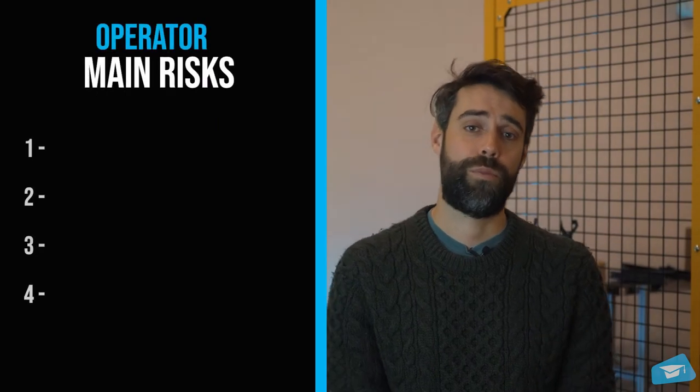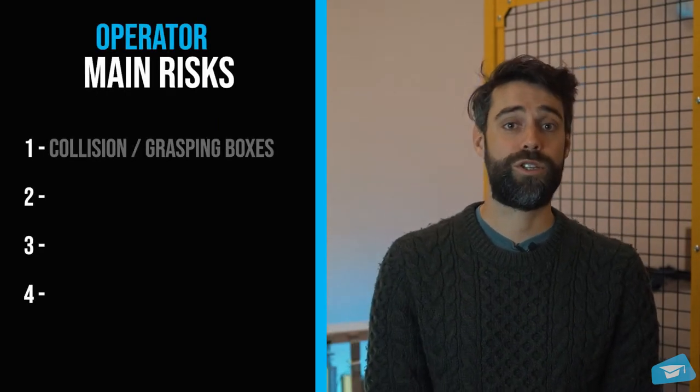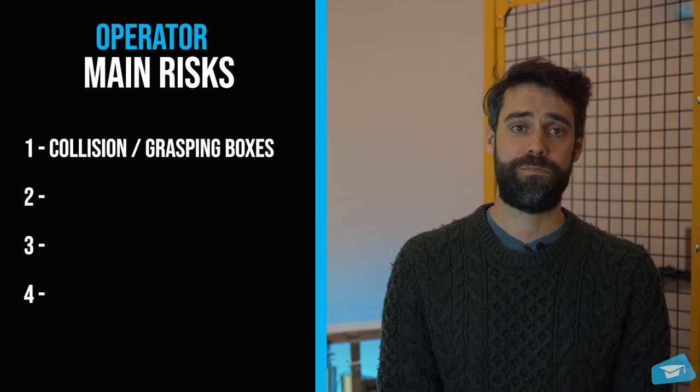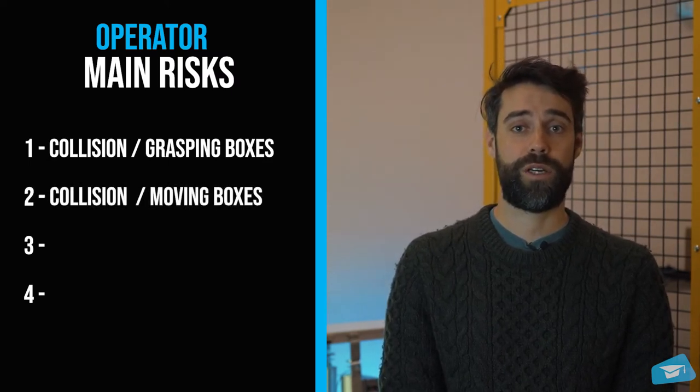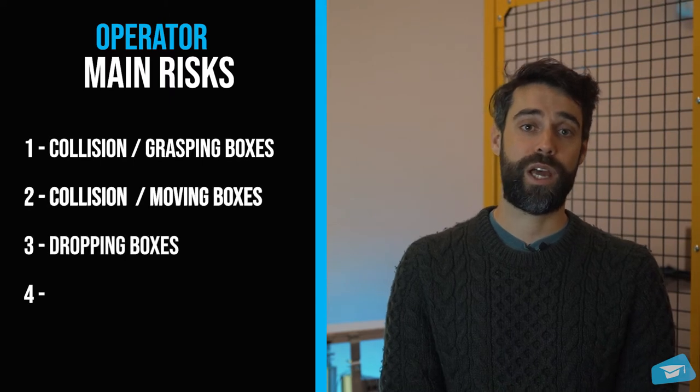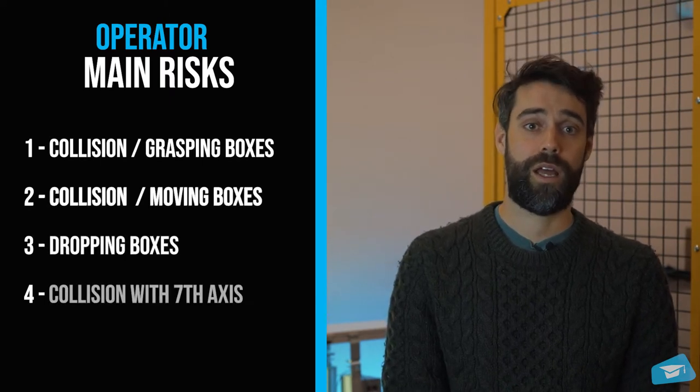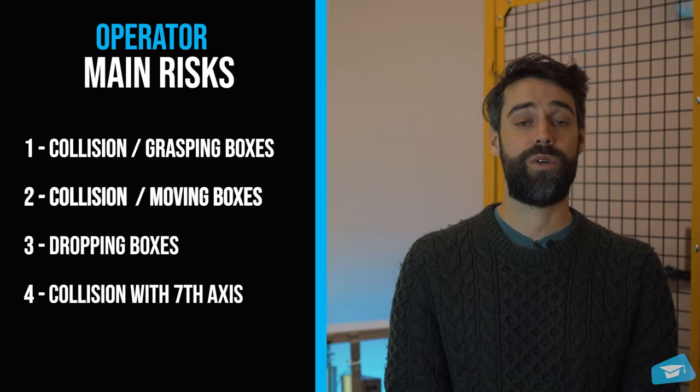In our example, you can see that we have identified four main risks for our operator. First, collision when grasping boxes. Then there are possible collisions with the robot moving boxes around. Third, we have dropping boxes. And last, we have collision with the seven axis.